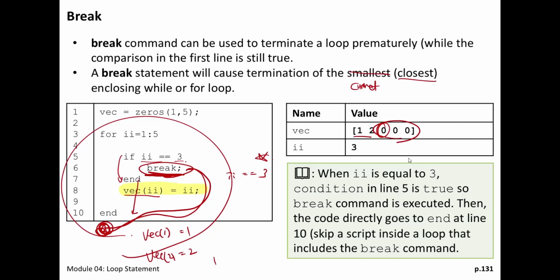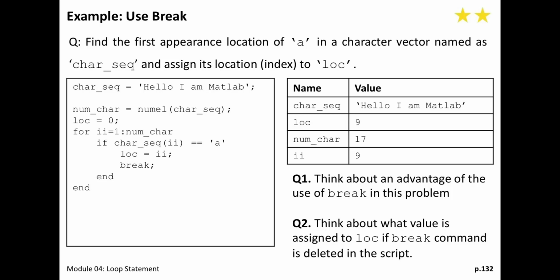Okay, let's solve this example. Find the first appearance location of the A in a character vector named character sequence, and then assign its location, the index, to LC. Again, the manipulation of the character vector is exactly the same as the one in the numeric vector. The only difference is that the character vector contains a character in each element. This question is asking for the first appearance location of the A.